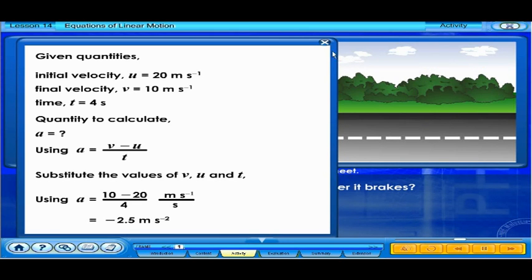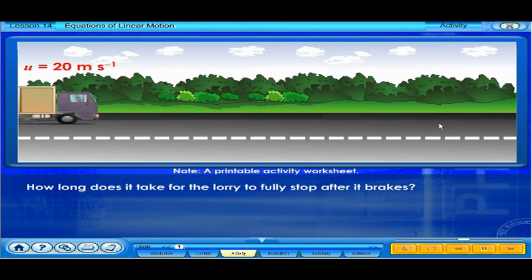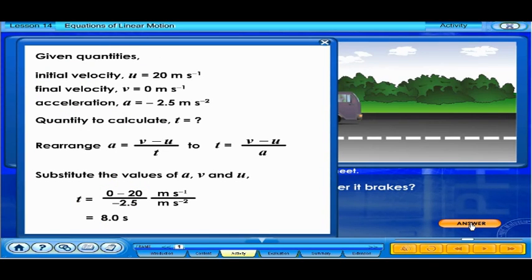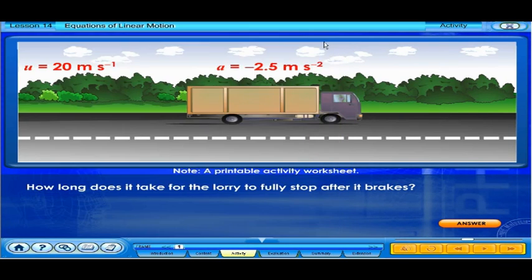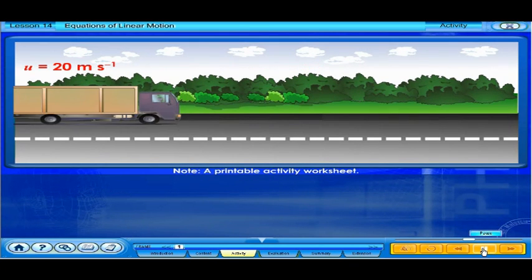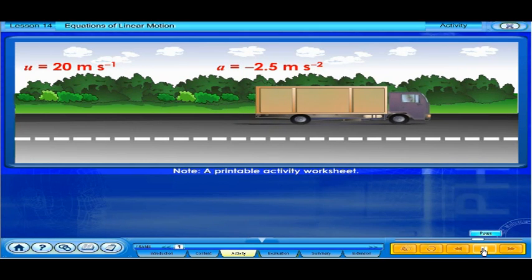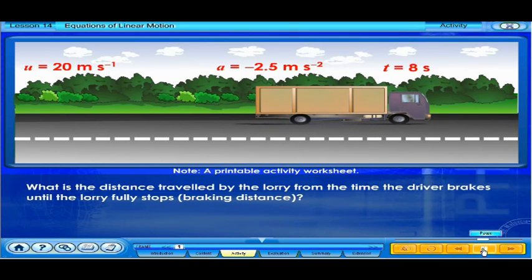How long does it take for the lorry to fully stop after it brakes? What is the distance traveled by the lorry from the time the driver brakes until the lorry fully stops, namely, the braking distance?